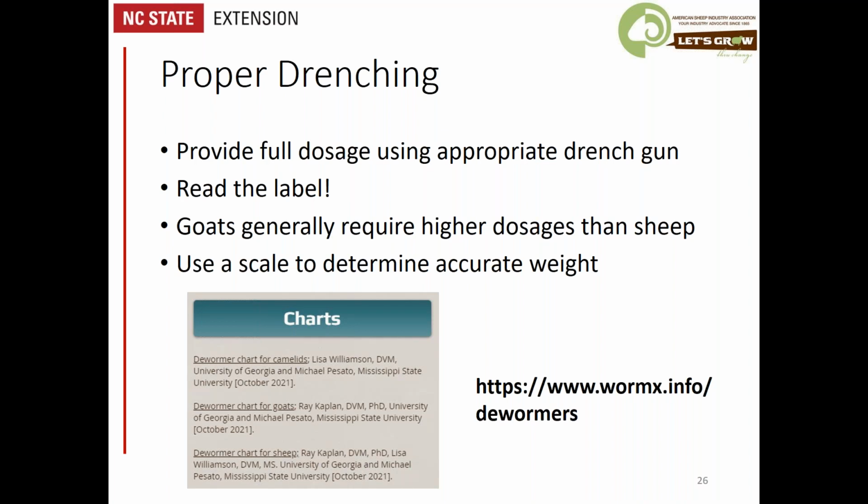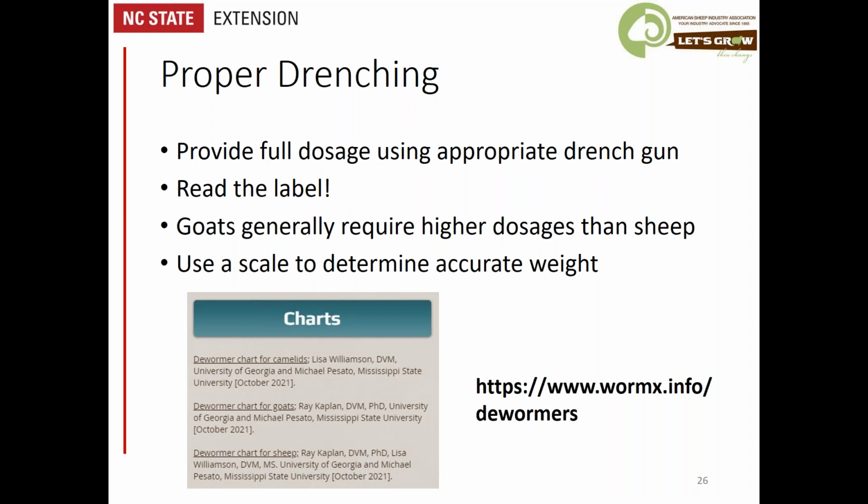Goats generally require higher dosages than sheep. So if any of you are goat producers, I did want to mention that goats do generally metabolize the dewormer faster, and so we need to provide higher dosages to goats. And we need to use a scale to accurately determine weight. We might be good at eyeballing it, but a scale is always best to determine what that actual weight is so that we can make sure we apply the proper dosage.